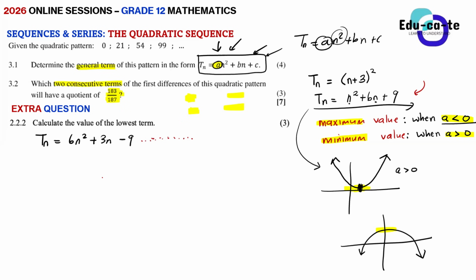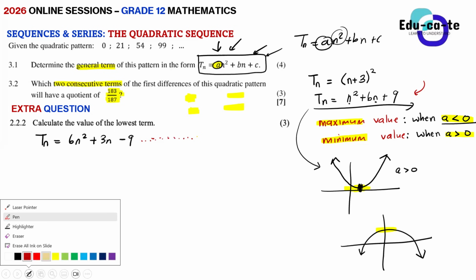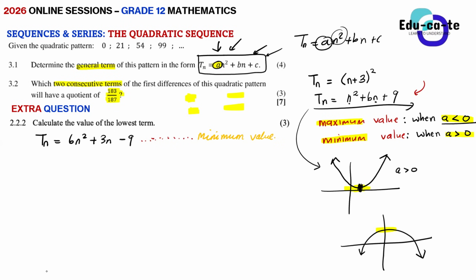Minimum, sir. Why do you say it must be a minimum value? Because I'm looking at my turning point. How do you know where the turning point is? Just pretend that you don't see these graphs. You just have the equation itself. This is an equation for a quadratic number pattern. Why would you say that this gives the minimum value? Because a is greater than 0.